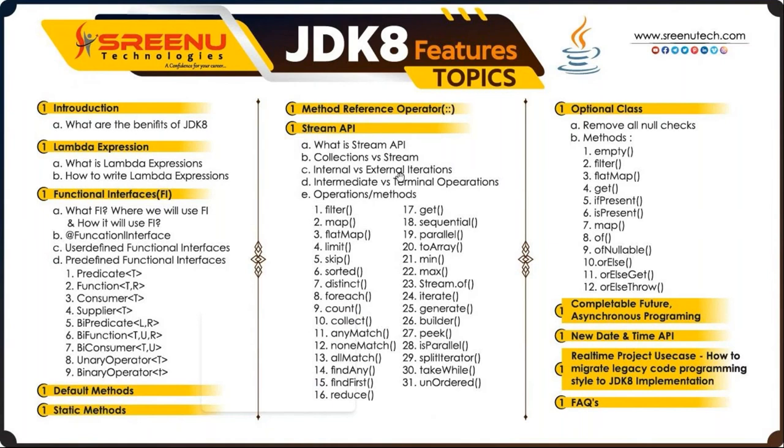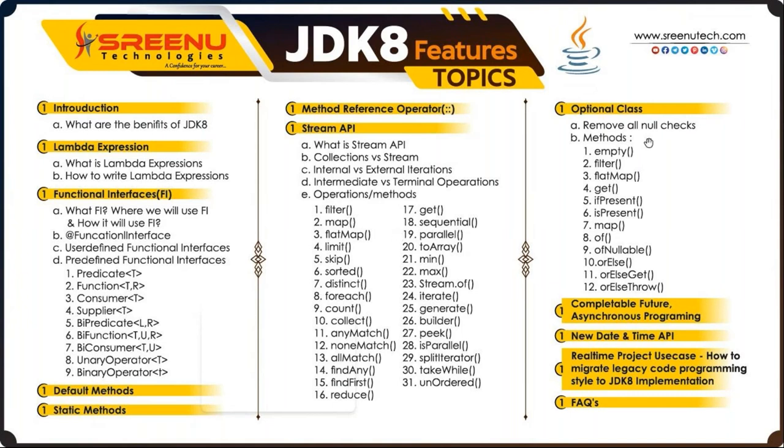In the stream API we are going to discuss so many things, team. Why you should go for stream API, difference between collections versus stream, internal and external operations, intermediate versus terminal operations, how many operations or methods in stream API. Around 31 operations or methods are available in stream API. We will discuss all these things, team.